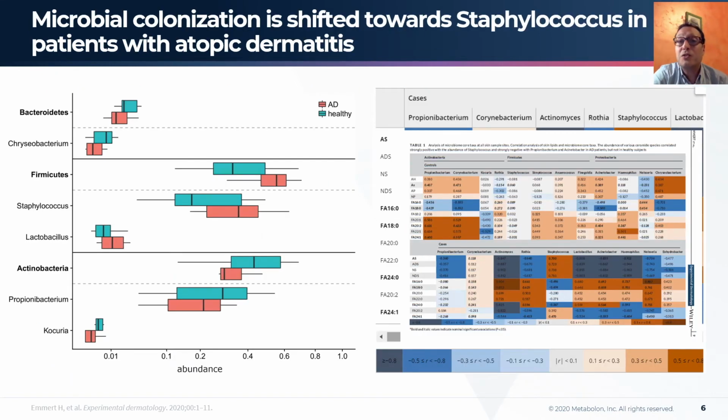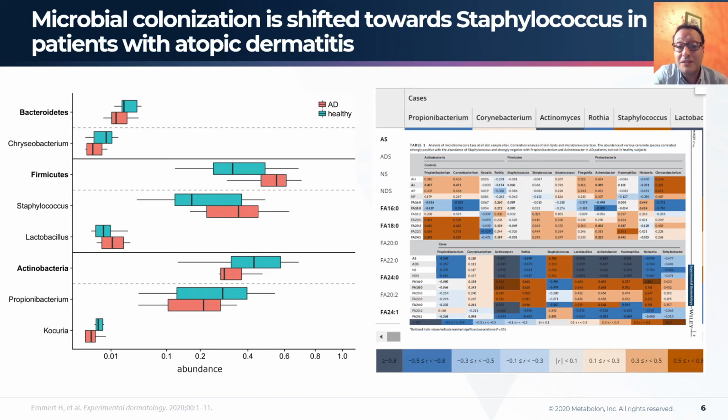Now, in this slide, you will be able to appreciate how the researchers in this study were able to correlate the metabolomics results to the 16S RNA data that they were able to obtain, and in particular, how they were able to show that microbial colonization is shifted towards Staphylococcus in patients with atopic dermatitis. In fact, analysis of the skin microbiome composition at the sites of lipid analysis by 16S sequencing showed a decrease in abundance of Bacteroidetes and Actinobacteria, and an increased abundance of Firmicutes in all atopic dermatitis sites.